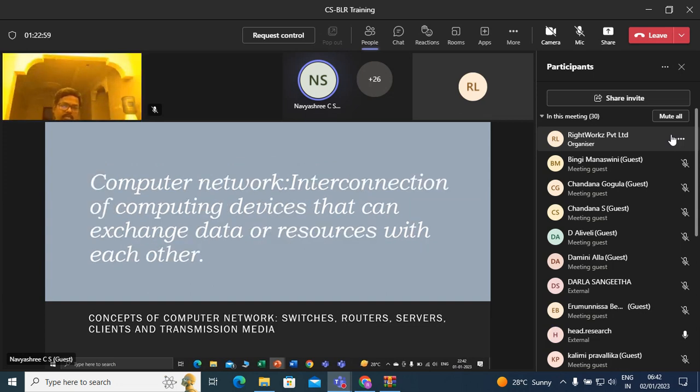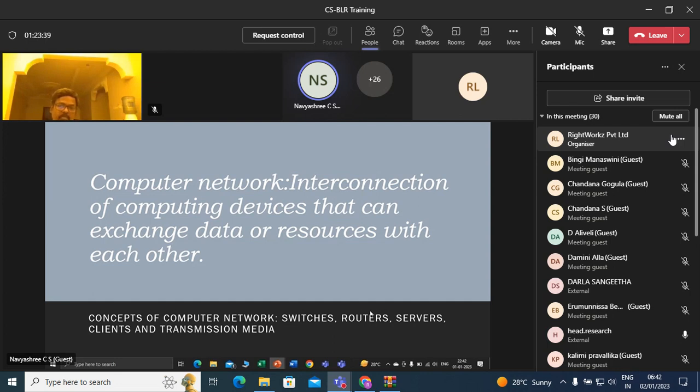The next question is, what is computer networking and the concepts of computer networking? Computer networking means the interconnection of computer devices which can exchange data with each other. The concepts are switches, routers, servers, clients and transmission media. Switches are the devices which connect the other devices in a network to each other, enabling them to exchange data packets.